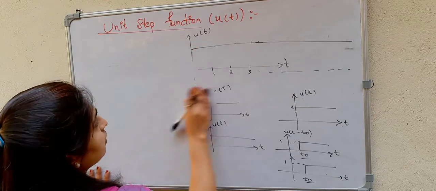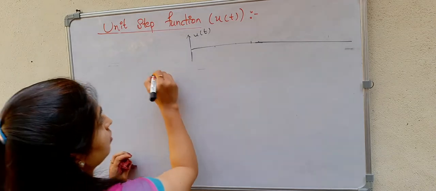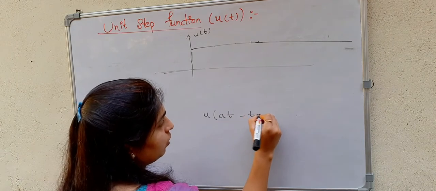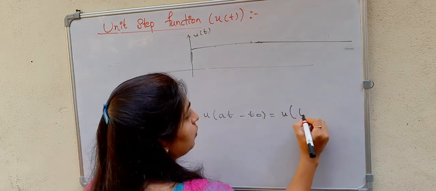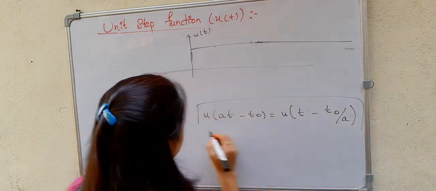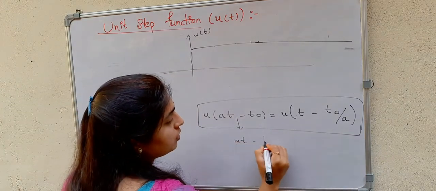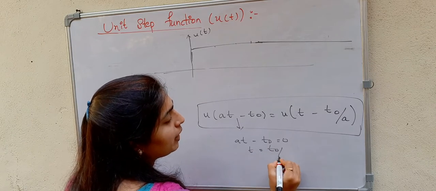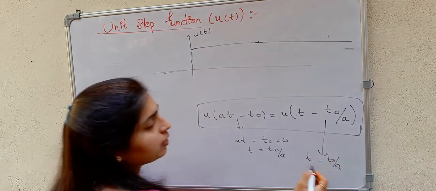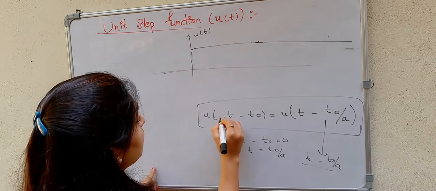Okay, next is u of a t minus t naught. We will consider u of a t minus t naught. So here this will be equal to t minus t naught divided by a. So this is another thing to remember. Okay, so this, if I equate to 0, so t is equal to t naught by a, right? So if I bring this now, t minus t naught by a, I will substitute here. So t minus t naught by a. Okay, so u of a t minus t naught.